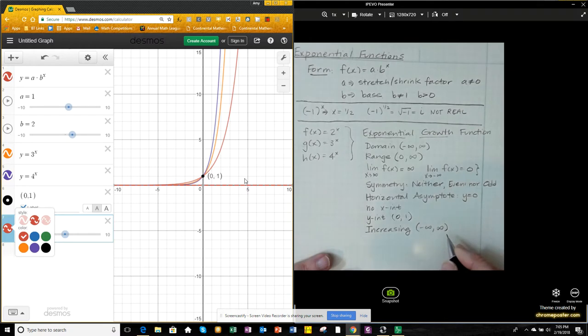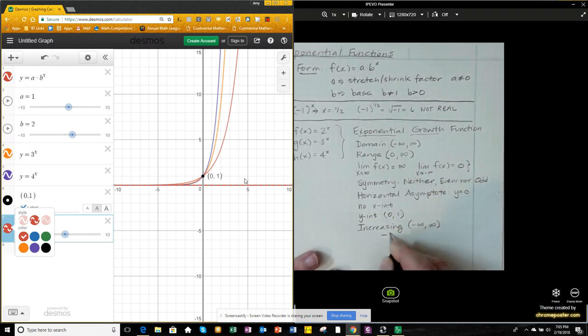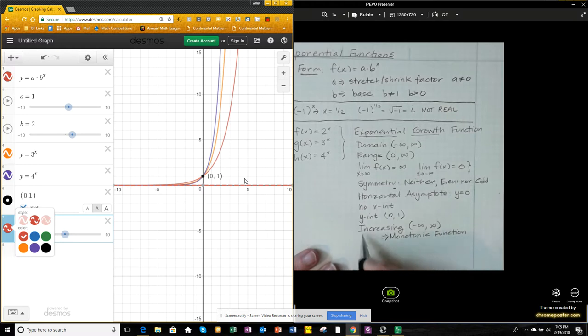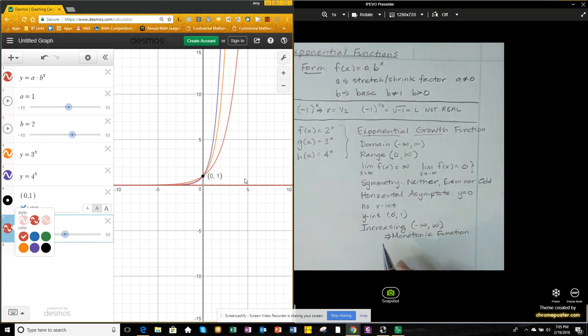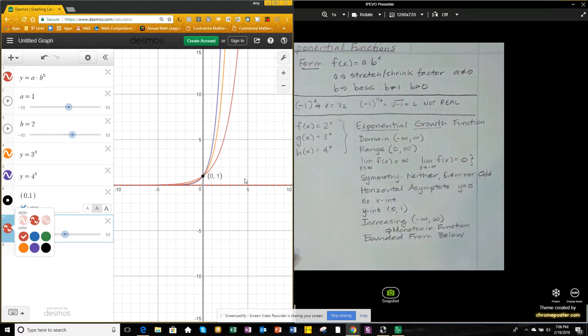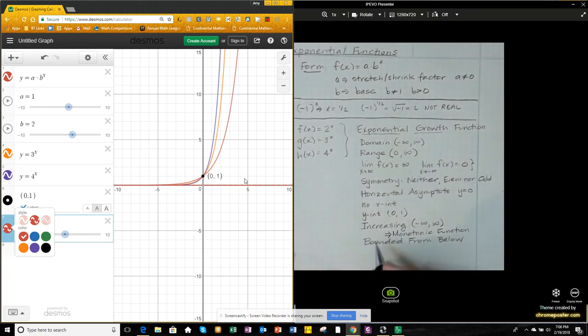And since they're only increasing and never decreasing, we call these monotonic functions. Which means, mono means one, tone means one tone, and so it's just increasing only. These functions are bounded from below. The non-transformed ones, as I said, have domain for all real numbers, and they are also continuous for all real numbers.